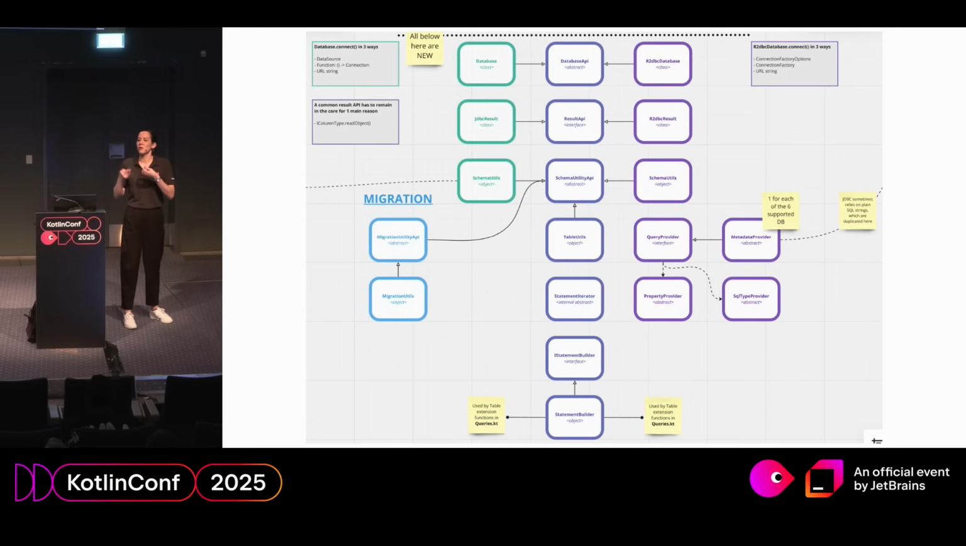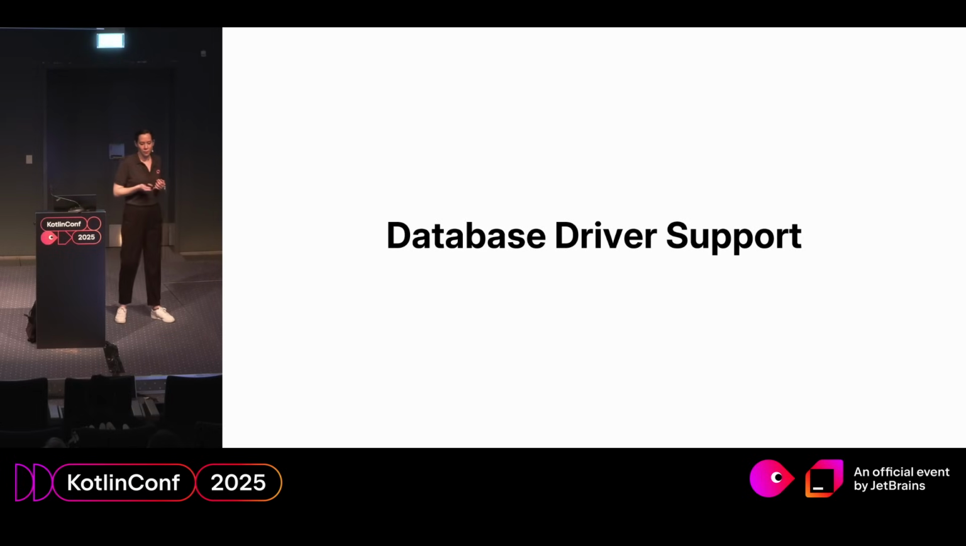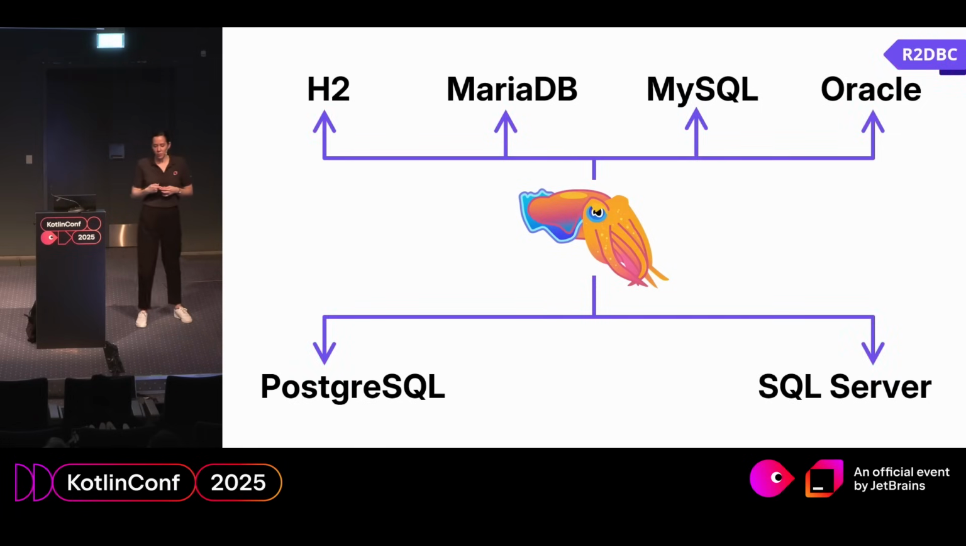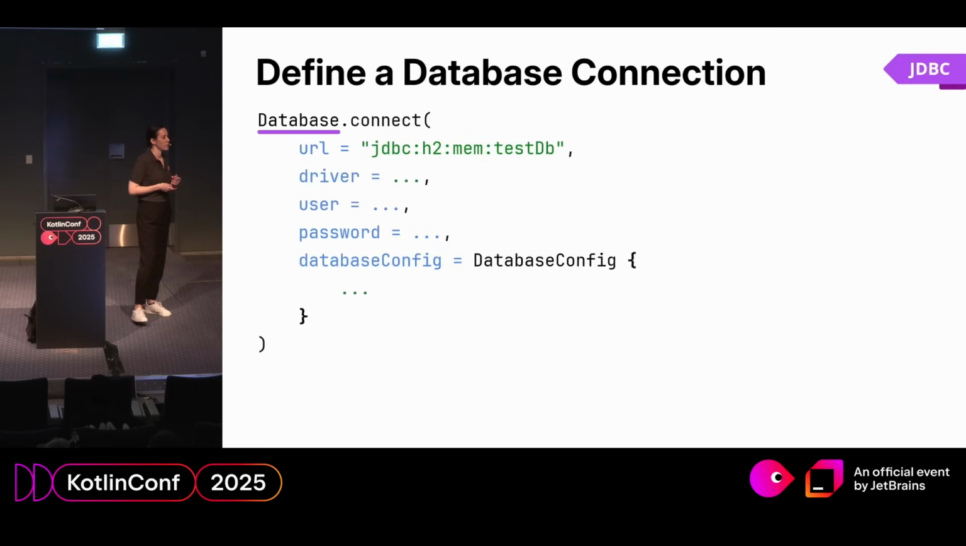But what you probably want to hear is, what does this mean for you? So I'm going to do a very basic this versus that so you know what to expect with R2DBC. First things first, database driver support. These are the databases that are currently supported by Exposed. For R2DBC, we support any that have a native driver implementation. So everything except SQLite.